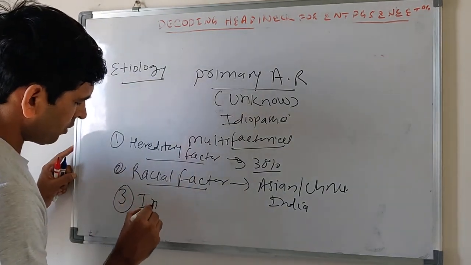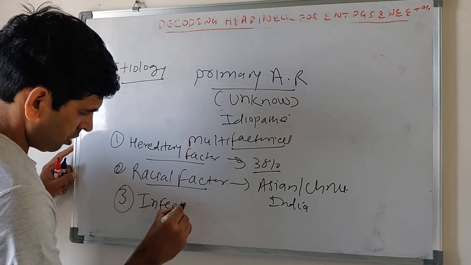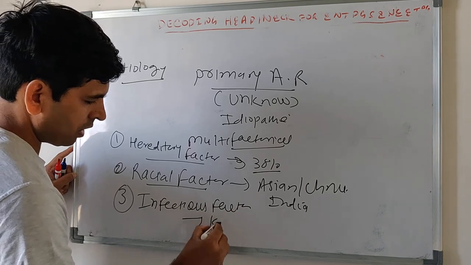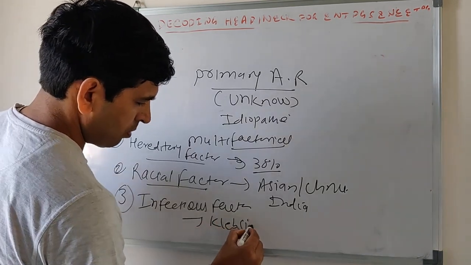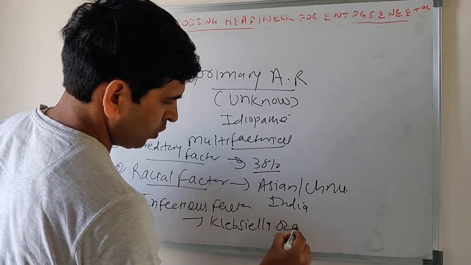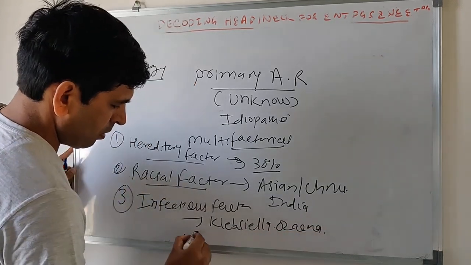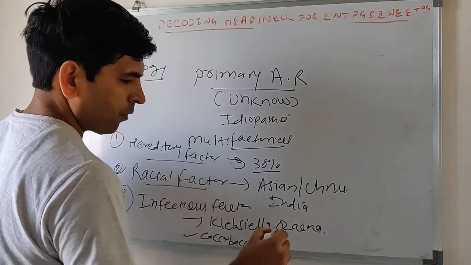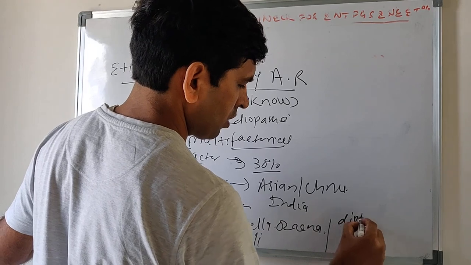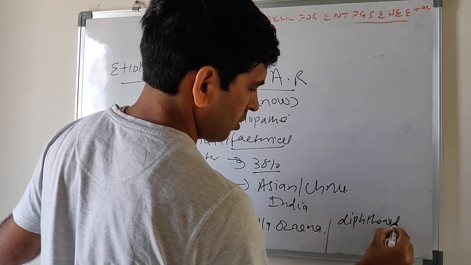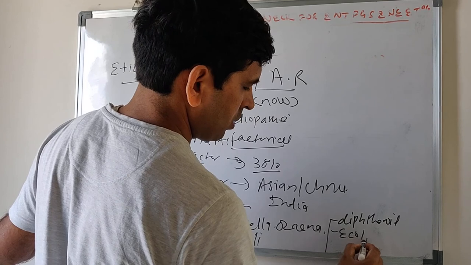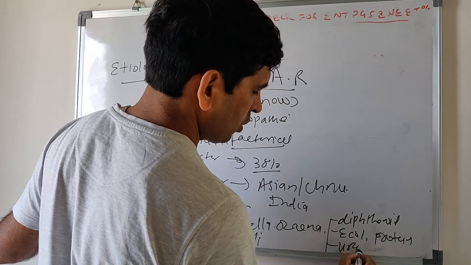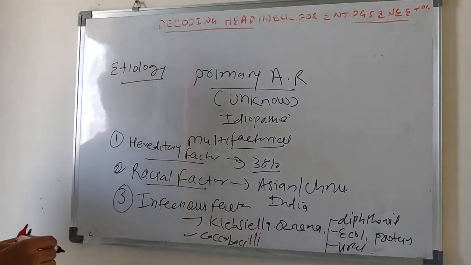There may be an infectious factor. The most common organisms found are Klebsiella ozaenae, coccobacillus, diphtheroids, E. coli, Proteus vulgaris, or some viral pathology may exist. These are the common pathogens.